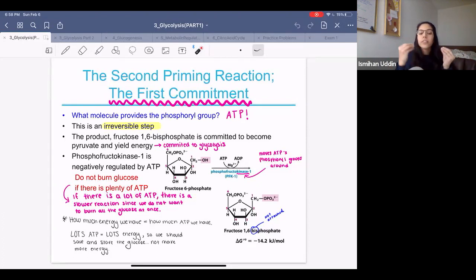How much energy we have is dependent on how much ATP we have. And lots of ATP means lots and lots of energy. So instead of consistently burning energy, we want to save some of that glucose for when we later need it. Hence it gets stored as glycogen. So this is kind of the commitment, and I think of this step as the assessment of, do we need to store the glucose or do we need to move forward and make it into ATP energy? But depending on what actually happens, we just have another phosphorylation.